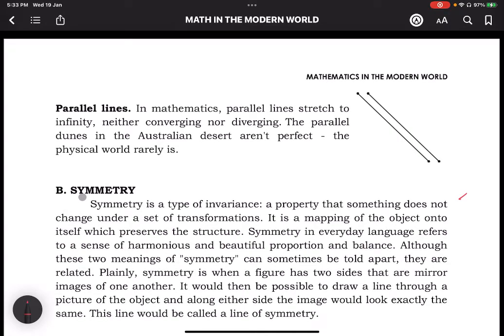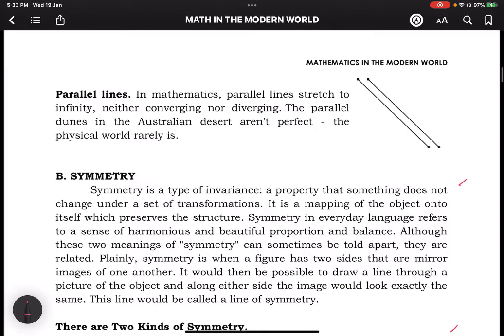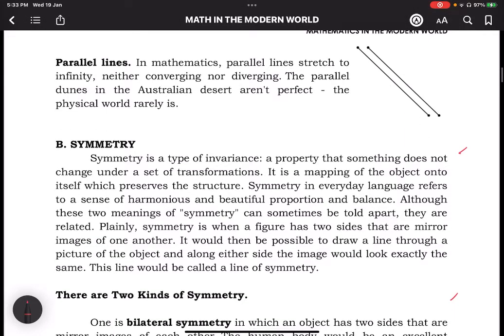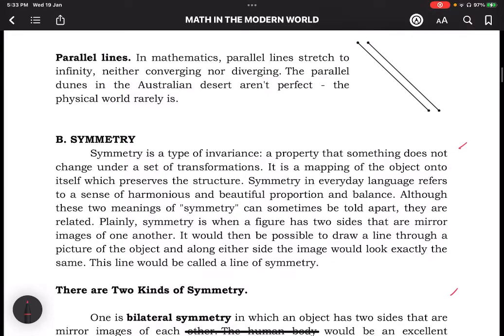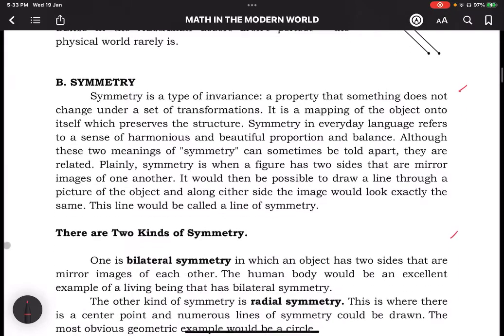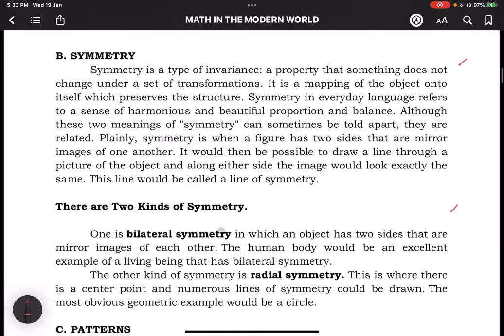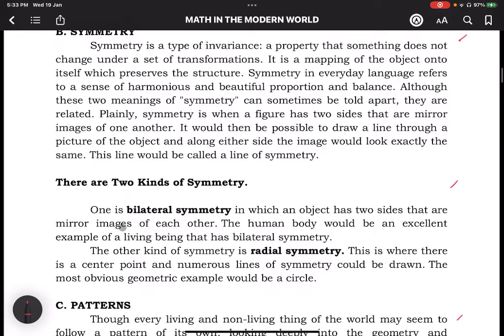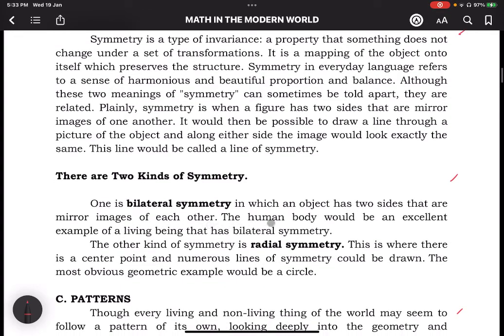No? Symmetry is a type of invariance, a property that something does not change under a set of transformations. So it is a mapping of the object onto itself which preserves the structure. Symmetry in everyday language refers to a sense of harmonious and beautiful proportion and balance. So we have the two kinds of symmetry. One is bilateral symmetry, in which an object has two sides that are mirror images of each other. The human body would be an excellent example of a living being that has bilateral symmetry.